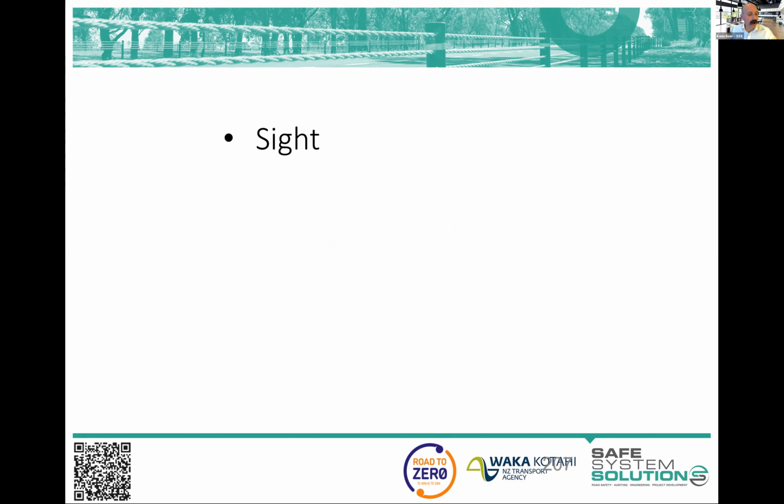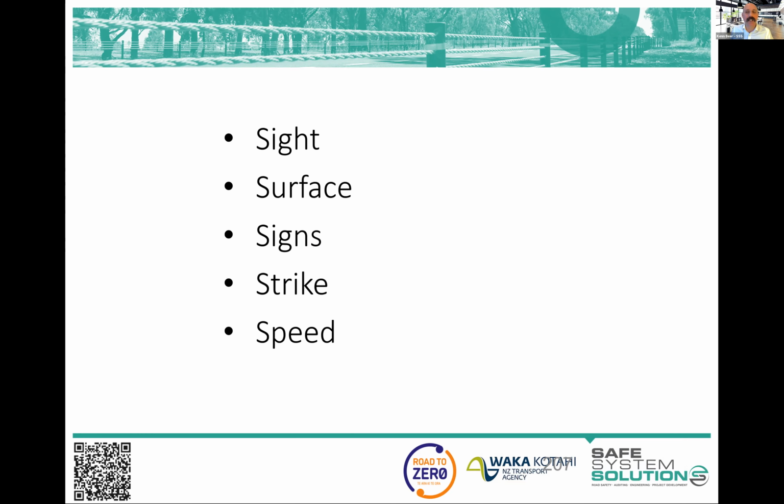Okay, let's talk about motorcyclists. I like to think about the 5 S's for motorcycle safety: sight, surface, signs, strike, and speed. And certainly we run a course called Making Roads Motorcycle Friendly, where we go into this all in much more detail over a day and do get you out on motorbikes in a closed environment just to get a feel for the challenges motorcyclists have. But I'll just touch on these very briefly in the sort of safe system assessment context.